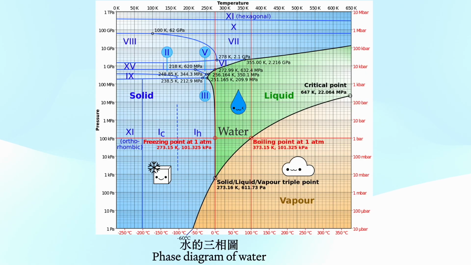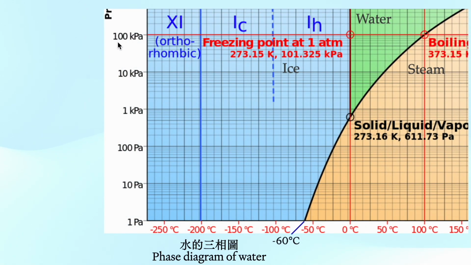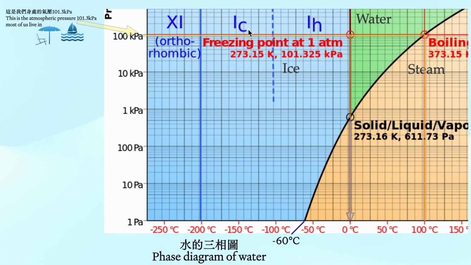Let's read the three-phase diagram of water again. Air pressure is 101.3 kPa when we are at low altitude. Follow this line until the boundary between ice and water, and look down. You can find that water freezes at 0 degrees Celsius. Continue along this line to the boundary between water and vapor, then look down. You can see that water is evaporating at 100 degrees Celsius.